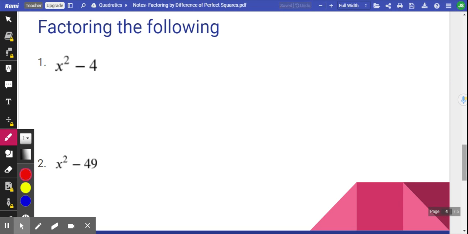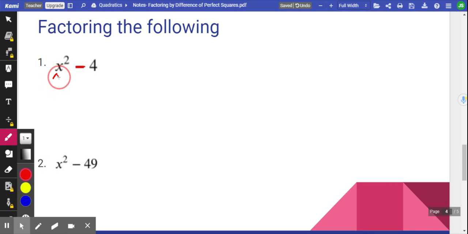So we've got this first one. We want to factor x squared minus 4. The first thing I notice, in order to use difference of squares, it's got to be a binomial, so it only has 2 terms, and in between it has to be a subtraction sign. If it's addition, I can't even use this one. It won't work.